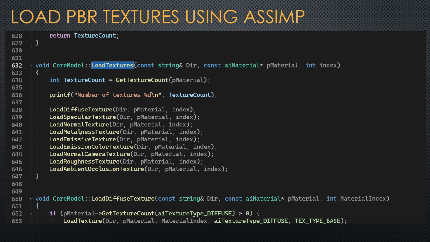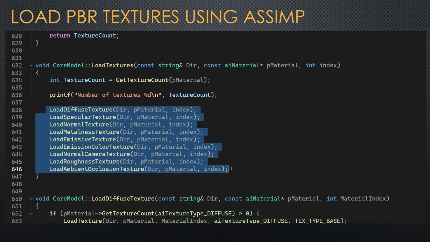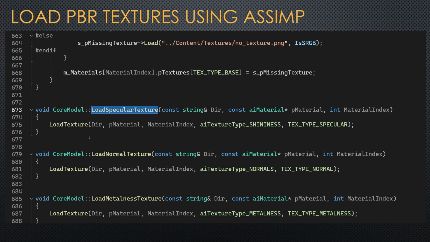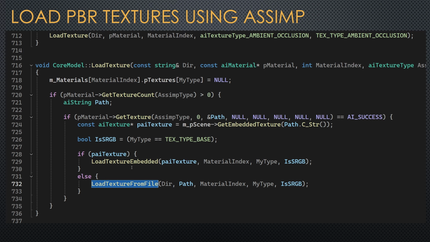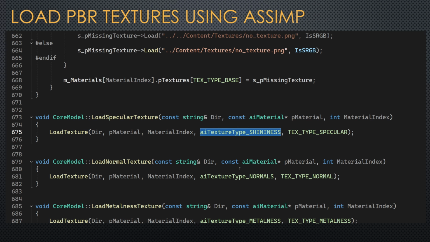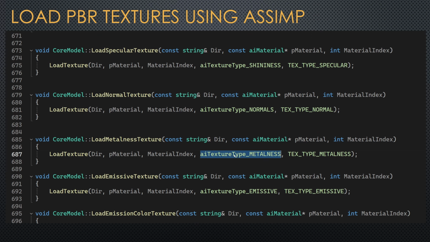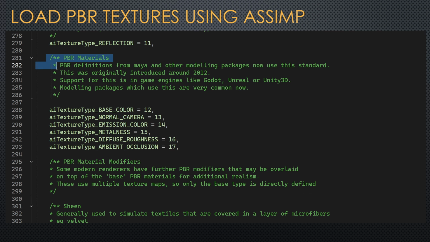Loading the textures has its own set of functions. In general, each texture can be loaded from its own file or from the binary file itself as an embedded texture. The core model class supports both methods of texture loading. To load a texture, we call getTexture on the Assimp material structure using the correct texture type. Assimp provides quite a few texture types, and some of them are specifically intended for PBR support.